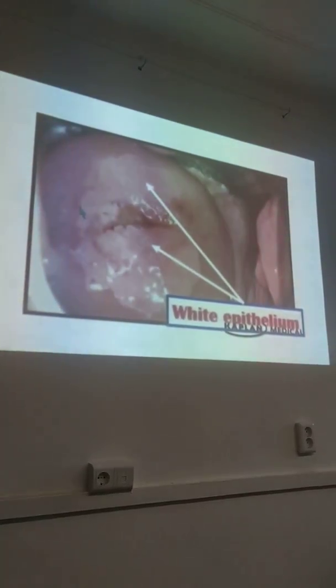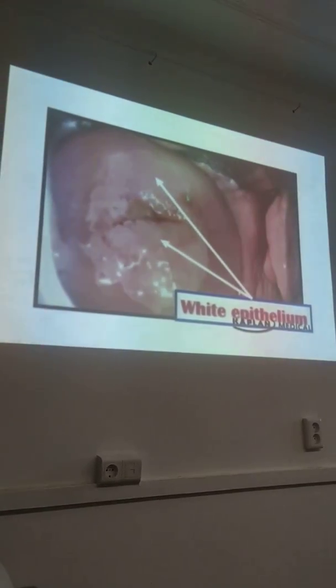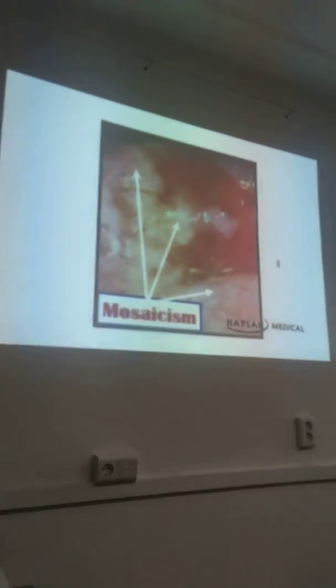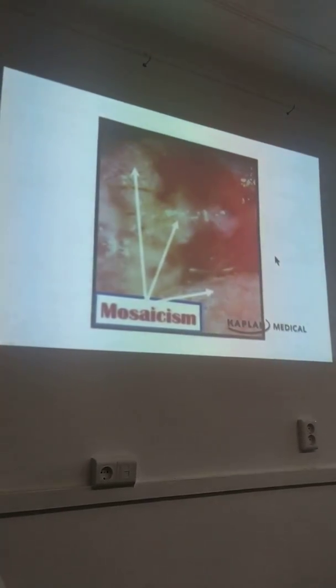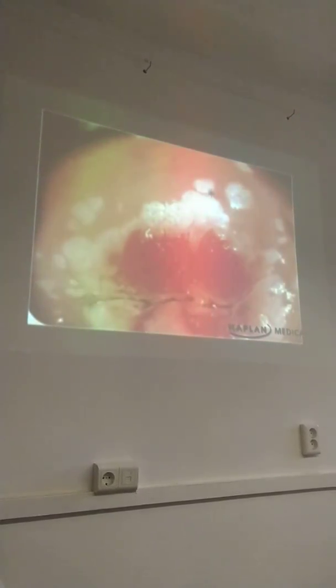Notice how clearly the normal epithelium and the white epithelium is demarcated on this patient. Large area of the exocervix. Here's mosaicism. And this is the Schiller solution, which highlights the areas which have different uptake of glycogen. White epithelium. You can see the patches over the cervix.